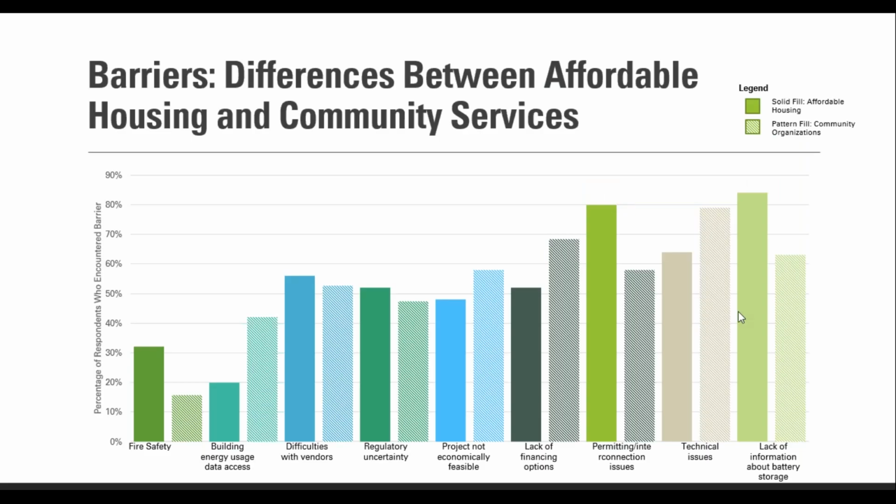So again, getting back to the key differences between affordable housing and community services when it came to barriers that they were encountering, I want to just highlight a few of the key differences that we really noticed. One was fire safety. As you'll see on your screen, there was a huge gap in the number of affordable housing developers who experienced or expected to experience some issues with fire safety in the process of developing a solar and storage project versus community organizations. And a lot of that comes down to the fact that for a lot of affordable housing developments, they're often home to hundreds of people.